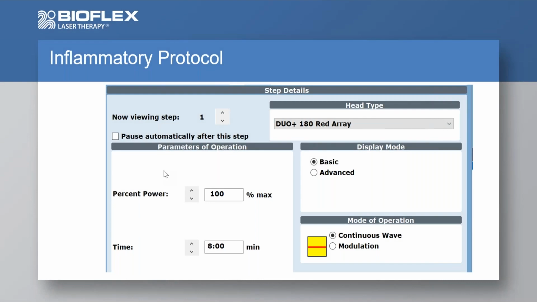Okay, now as far as protocols go, if a patient presents with an acute injury, it's always good to go with an inflammatory protocol, or shall I say anti-inflammatory protocol. It's used for inflammatory conditions, but the goal here is to reduce inflammation as much as possible. The main difference here is that we're using a slightly longer duration of treatment. So the red is set at continuous wave. I'm talking about the large surface array, not the laser probe. And you can see here it's set at continuous wave for 8 minutes.